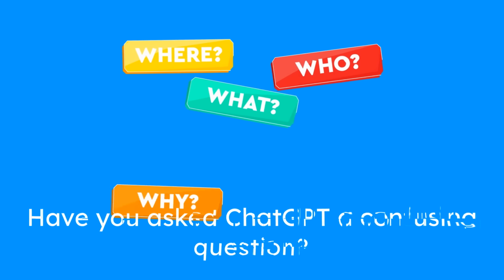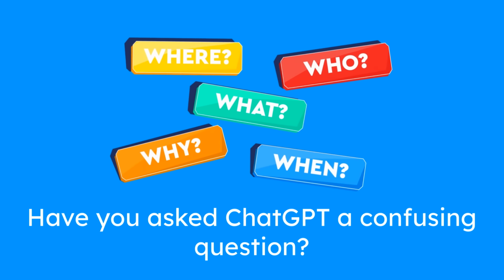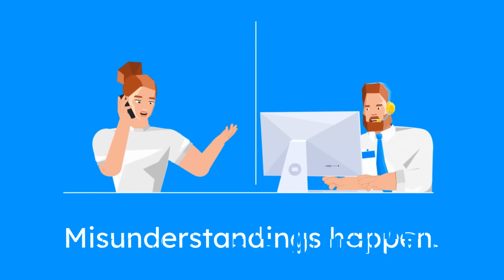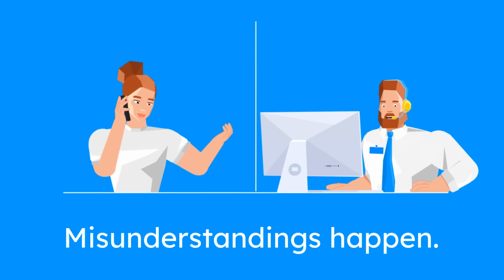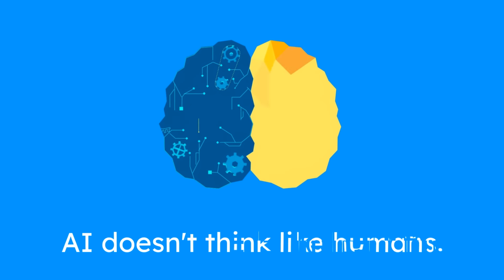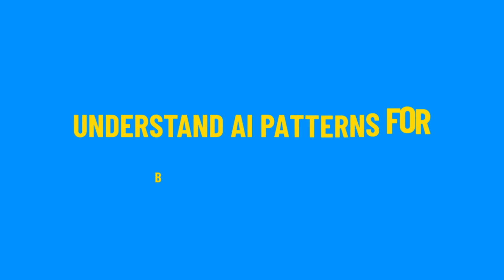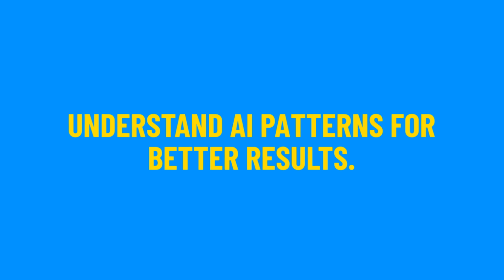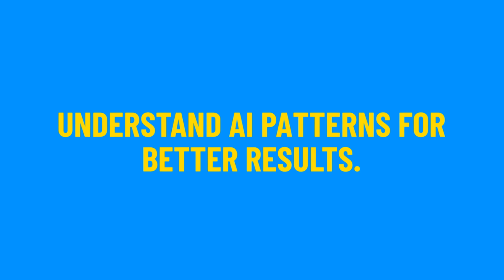Have you ever asked ChatGPT a question and got an answer that didn't make any sense? Maybe it misunderstood you, missed the point, or gave too much detail. That's because AI doesn't think like a human. It follows patterns, and if you understand how it processes your text, you can make it work exactly the way you want. Let's break it down.